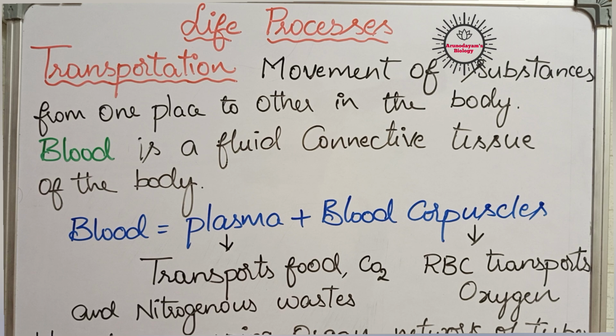Next, gaseous substances. Oxygen and carbon dioxide are the gases which have to be transported in our body, isn't it? Oxygen has to enter our body and be supplied to all the cells, and carbon dioxide, which is present in all the cells, has to get out of our body.